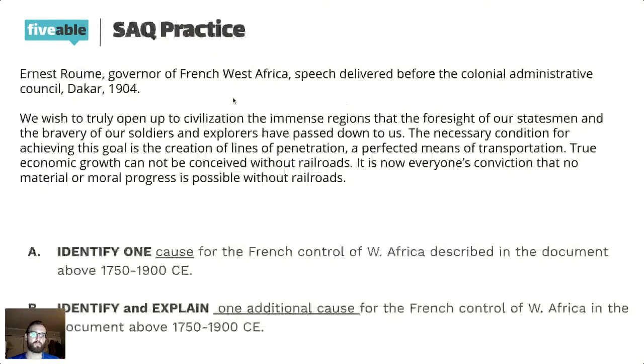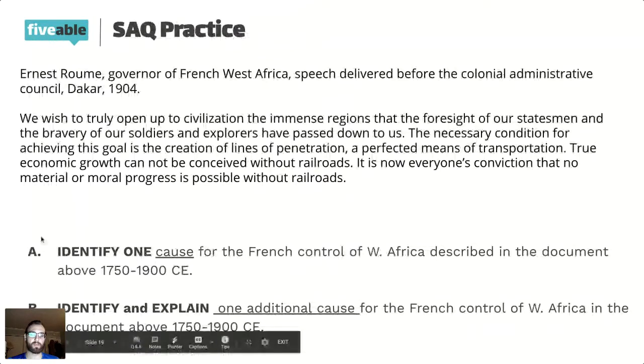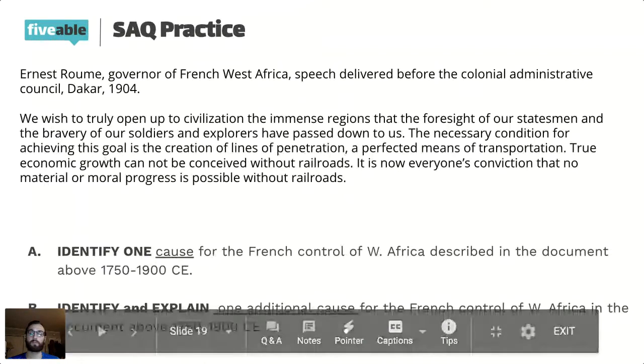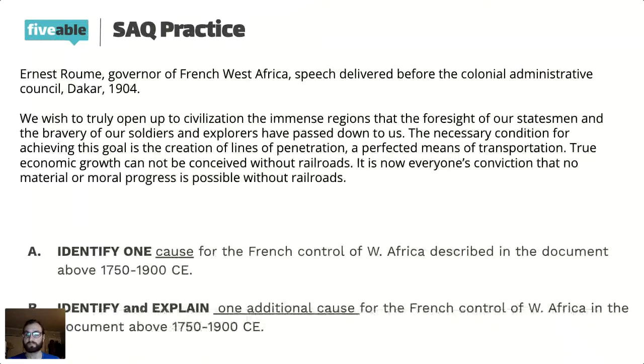Okay, then let's really quick practice. Because we're a little crunched for time, I'll let you guys pick one. So this is a document, a modified document from an old DBQ. It has to do with trains in West Africa. It's a French governor, and he's talking about necessary conditions for achieving their goal of civilization.